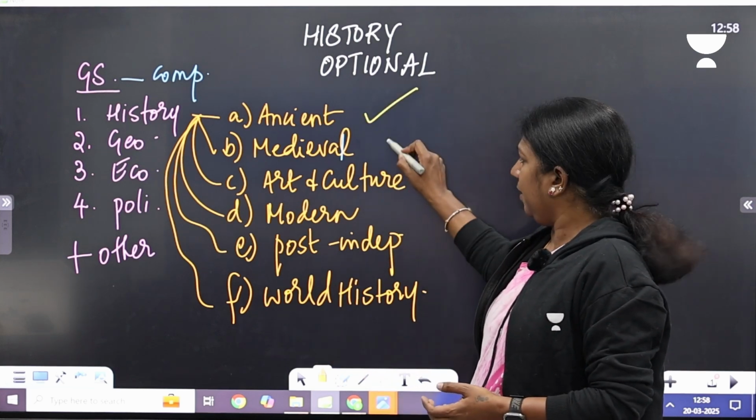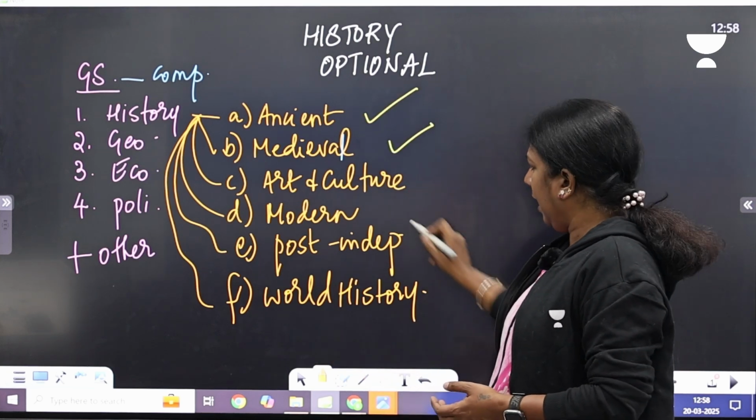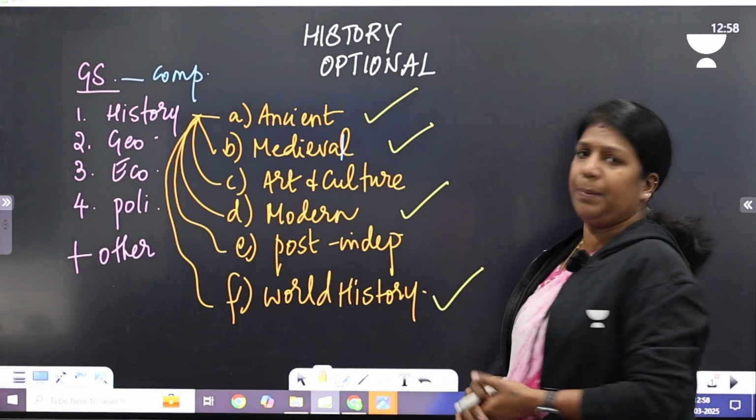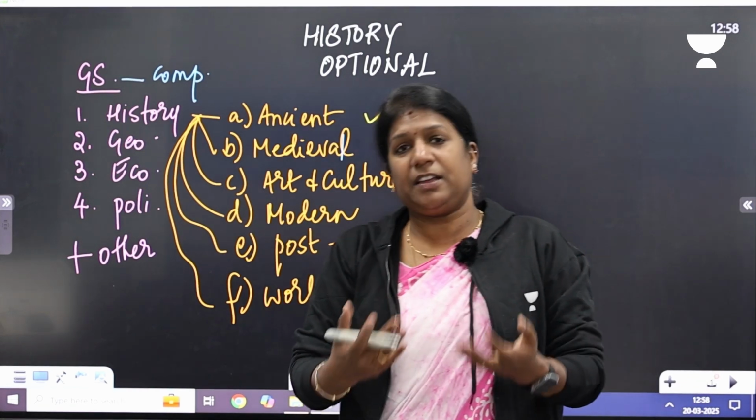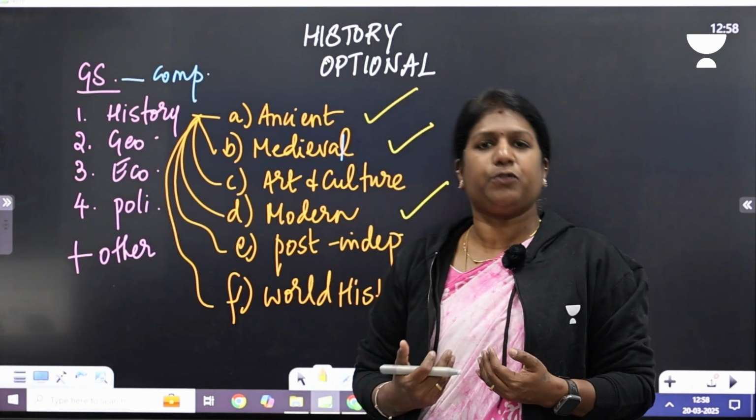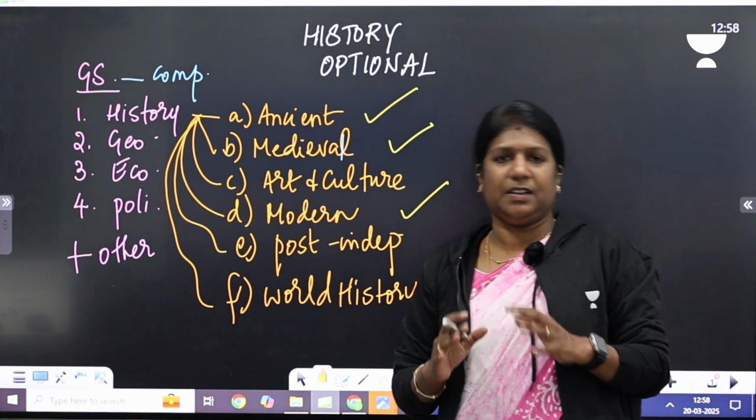We have ancient, we have medieval, these are paper 1, and we have modern and world, these are paper 2. So it's very clear. So don't you think GS history has got more weightage than optional history? This is what we need to understand.